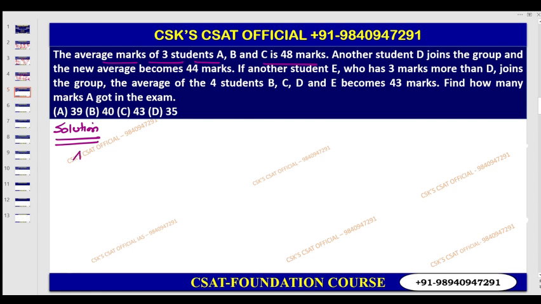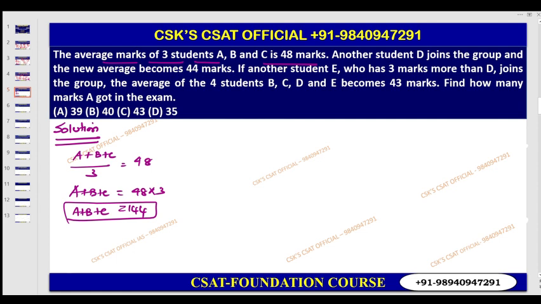Marks scored by A plus B plus C. The average marks of the 3 is equal to 48. So therefore A plus B plus C is nothing but 48 into 3. I am keeping it here. If you want, you can multiply, not an issue. So 48 into 3 becomes 144. You can keep it, you can subtract, or you can multiply if you are good with your calculations.